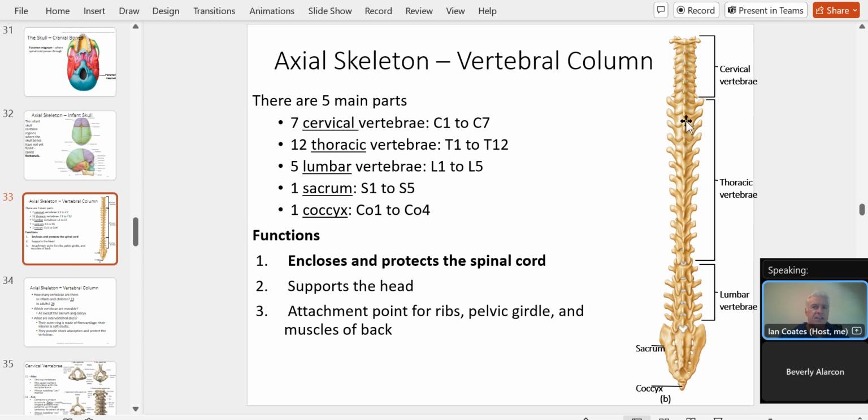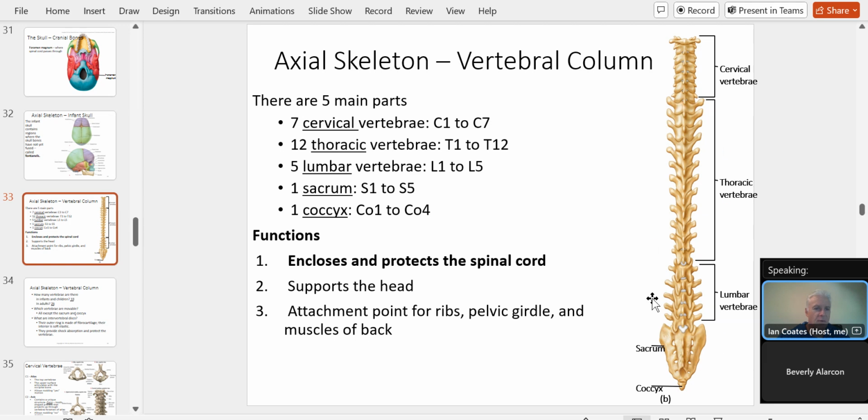There are 7 cervical vertebrae, and we label them C1, C2 to C7. That's how we do it. Oh, this guy's got a fracture in C5. That means the 5th cervical vertebra has a breakage. There are 12 thoracic, T1 to T12. You have 5 lumbar, so you have L1 to L5. Then you have sacrum and coccyx, S1 to S5, CO1 to CO4.